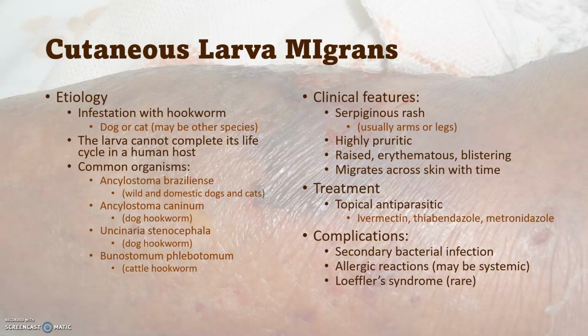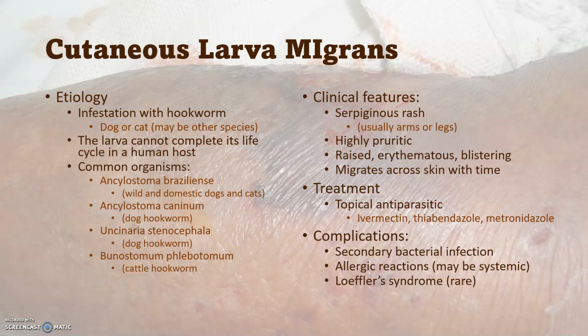This is cutaneous larva migrans. It is an infestation with a species of hookworm that does not usually infect humans. What happens is the larvae, as does human hookworm, penetrate the skin of the host, but because it's the wrong host, it can't complete its life cycle, and it stays subcutaneous, migrating around the body under the skin.